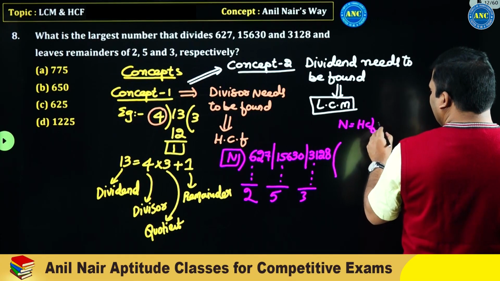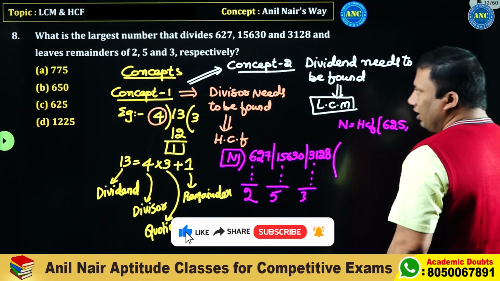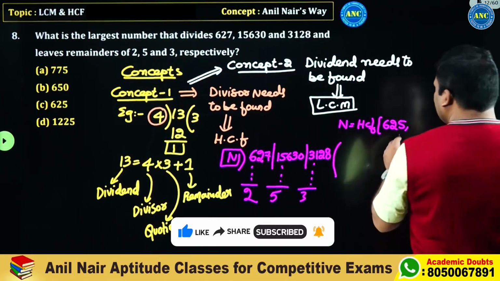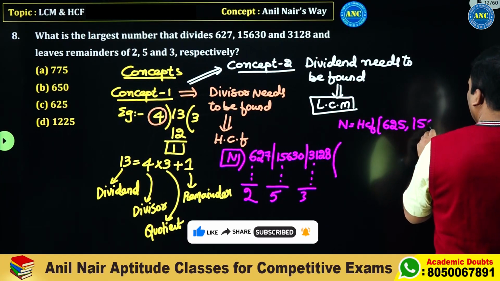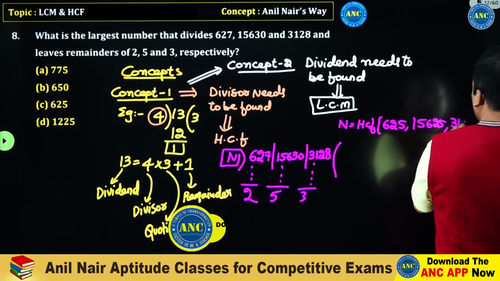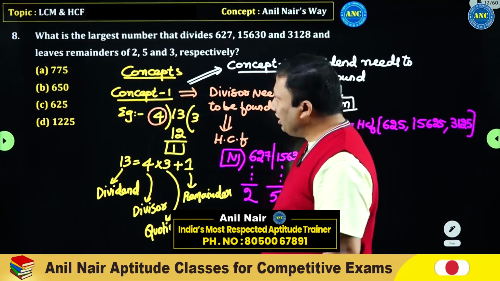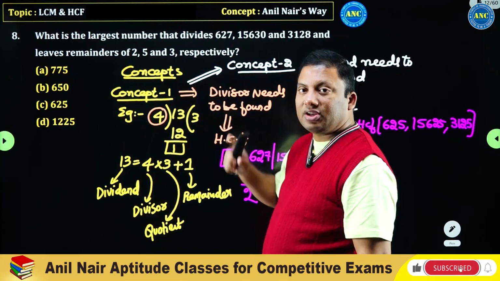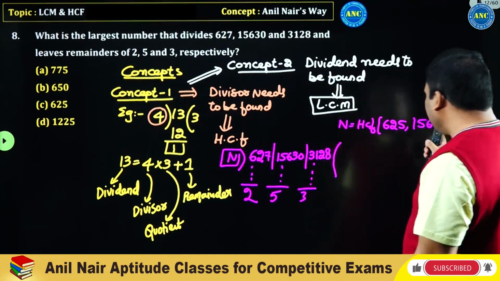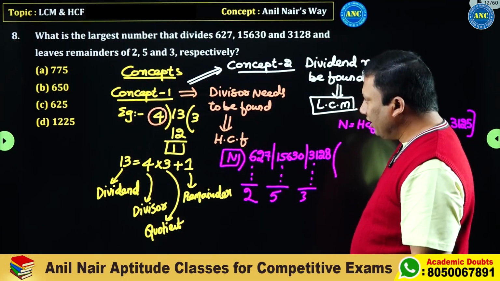The answer is the HCF of 627 minus 2. I will explain why we need to subtract 2 from 627. 15630 minus 5, and 3128 minus 3. So n will be the HCF of 627 minus 2, which is 625; 15630 minus 5, which is 15625; and 3128 minus 3, which is 3125.